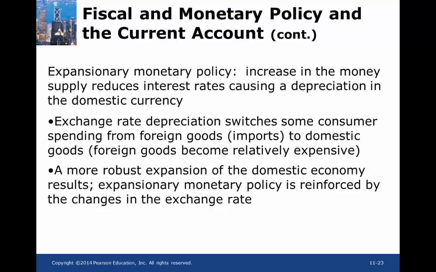Expansionary monetary policy. An increase in the money supply reduces the interest rate, causing a depreciation in the domestic currency. Exchange rate depreciation switches some consumer spending from foreign goods imports to domestic goods. Foreign goods become relatively expensive. A more robust expansion of the domestic economy results. Expansionary monetary policy is reinforced by the changes in the exchange rate.